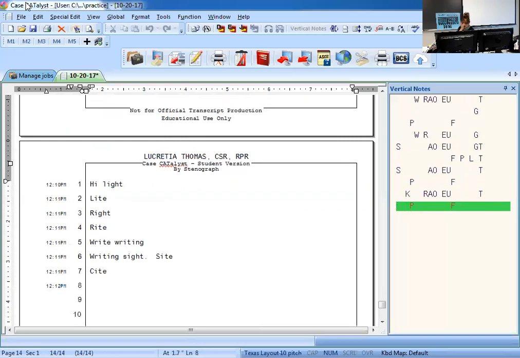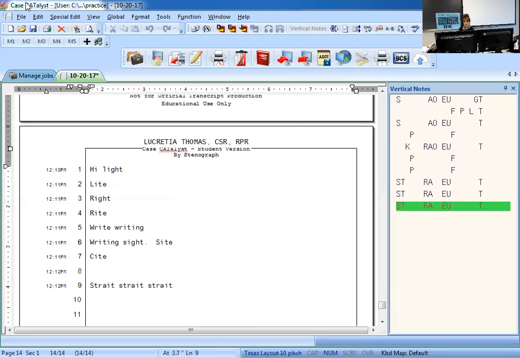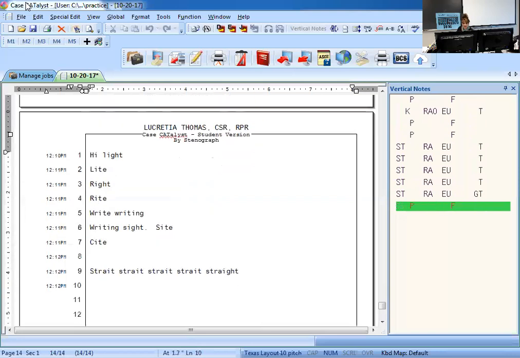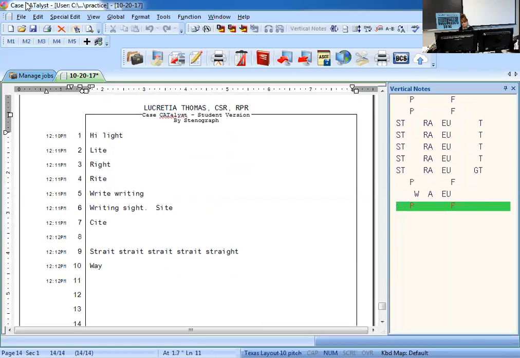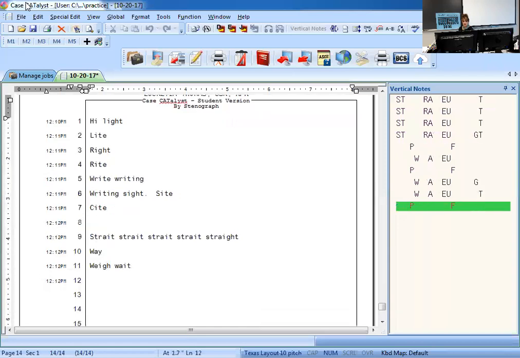The same principle of using the final G with a T for GHT words is used for other vowel sounds. So straight is S-T-R long A-T. Straight line, S-T-R long A-G-T. There's a G in that straight line, so you put a G in the stenographic spelling. Weigh, which way are you going, W long A. How much do you weigh? Weigh has a G in it, so put the G in the stenographic. Weight here, W long A-T. What is your weight, W long A-G-T?